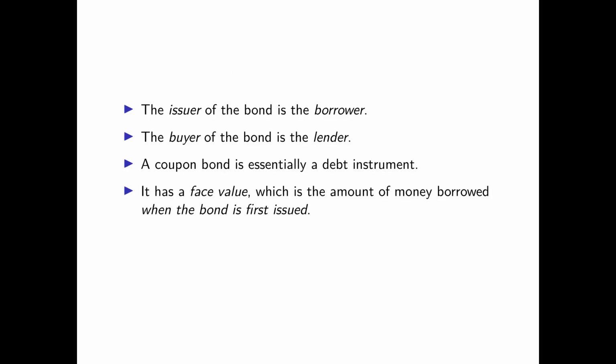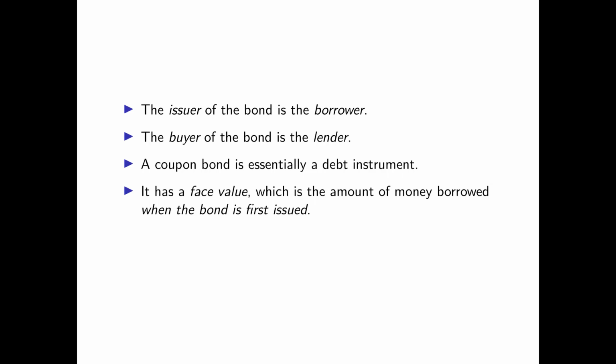The issuer of a bond is the borrower, and the buyer of a bond is the lender. So when a company needs money, in order to raise funds, it issues bonds or sells bonds. And people that have excess money can buy the bonds, and this is actually how they lend.